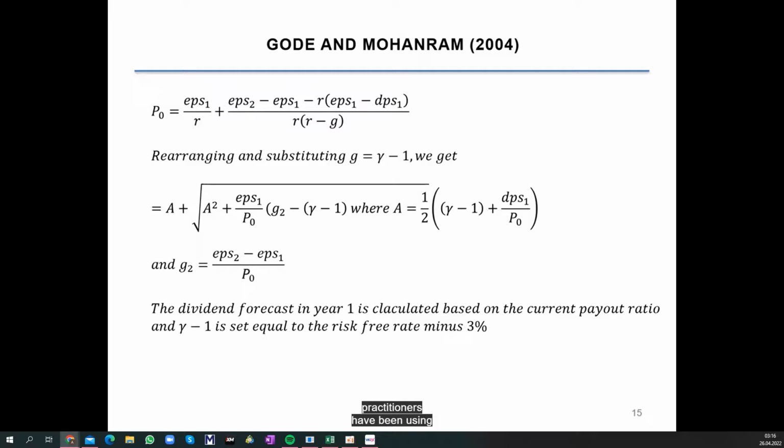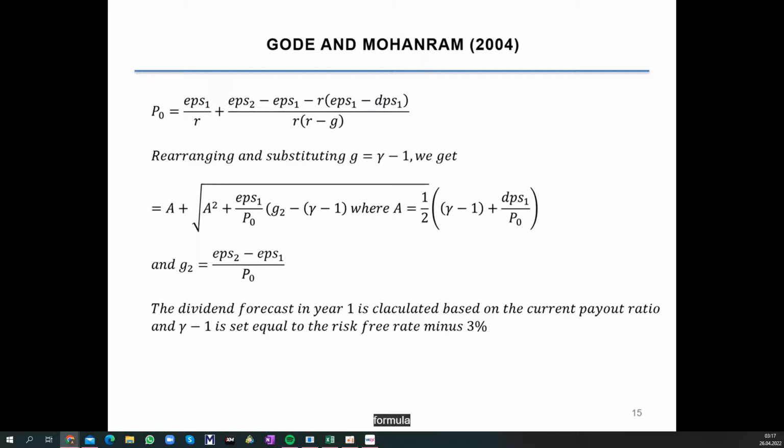Practitioners have been using implied cost of capital measures to predict future stock returns, and what they do is they buy stocks with high implied cost of capital and short stocks with low implied cost of capital. This hedge portfolio strategy has been tested empirically by several papers. Gode and Mohanram in 2004 used the abnormal earnings growth model with a 2-period forecast horizon to test the return predictability of the implied cost of capital.